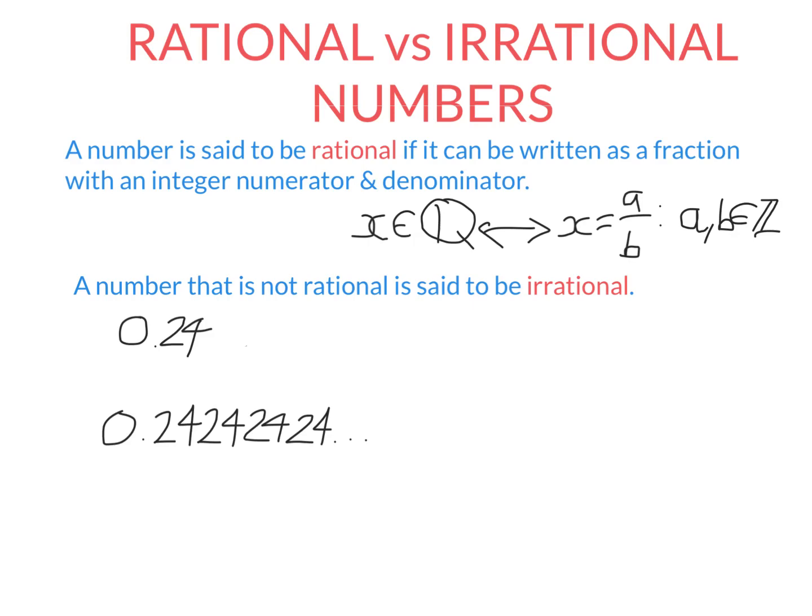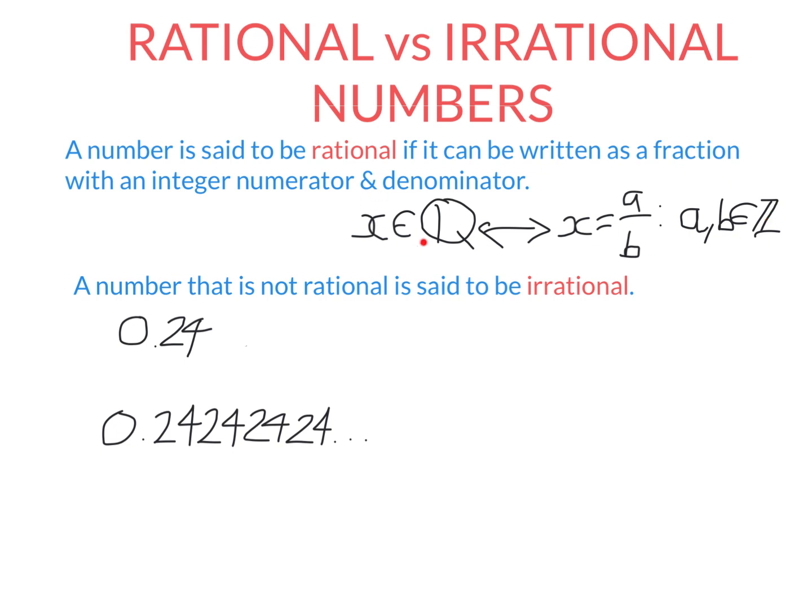Thank you so much for tuning into this video in which we will look at rational and irrational numbers. So we really need to know the difference between these two when we come to do things like groups, fields, etc. A number is said to be rational if it can be written as a fraction with an integer numerator and denominator. Using some logical notation and set notation, this says x is a member of the rational numbers, denoted by this double Q, if and only if x can be written as a over b where a and b are integers.